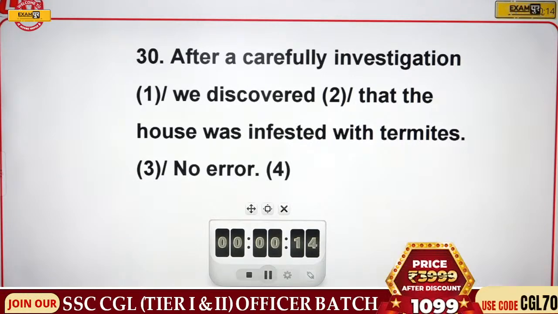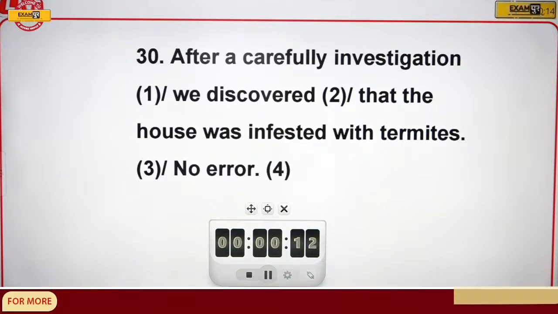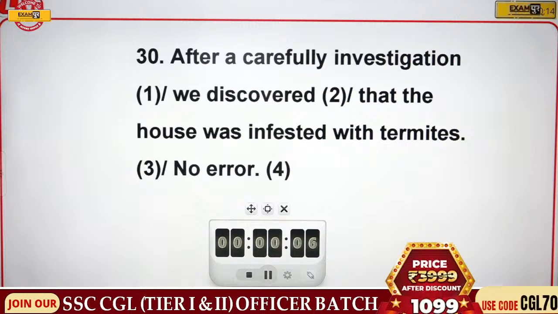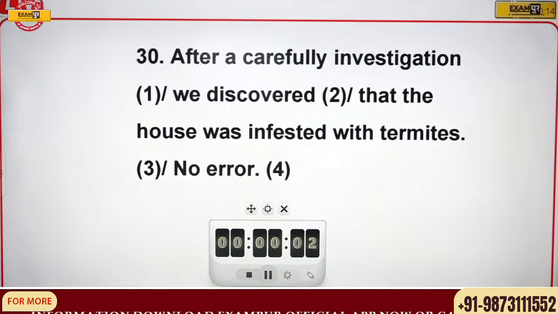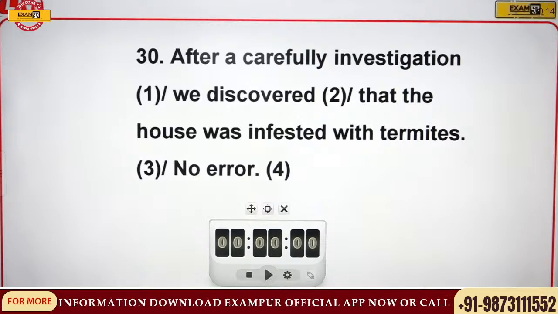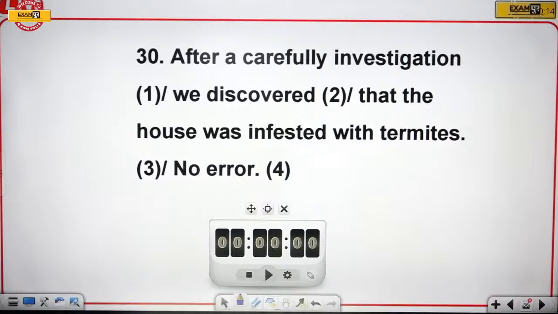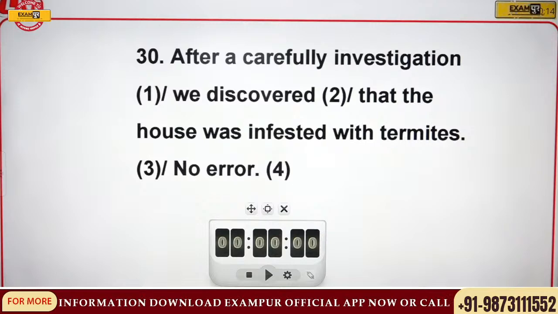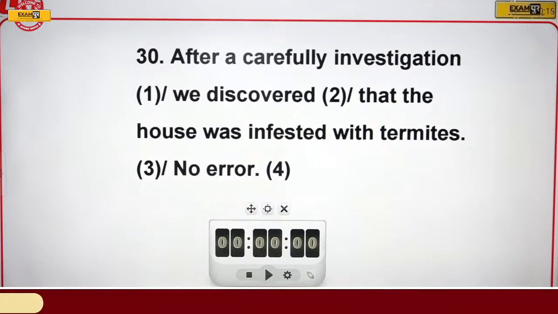After a carefully investigation, we discovered that the house was infested with termites. Okay. Vikramaditya, Venkatesh, both the Venkatesh. What is the answer? Yes, Vikramaditya, you are absolutely right.